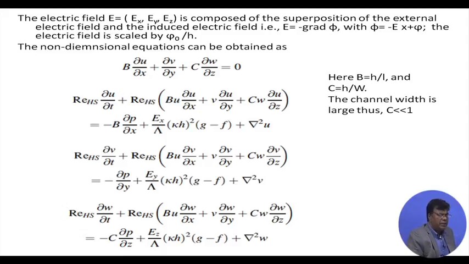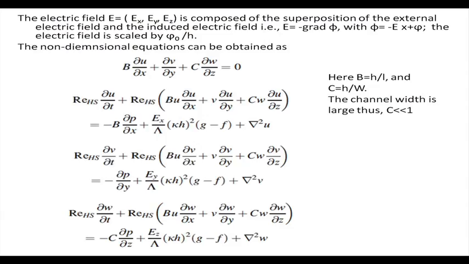The 2 parameters characterizing the geometry of the problem are b, which is h by l, the height by the length, and c, which is h by w, the height by the width.